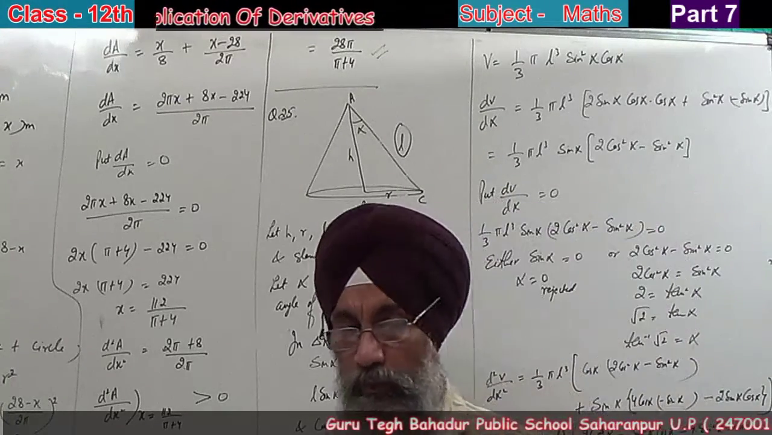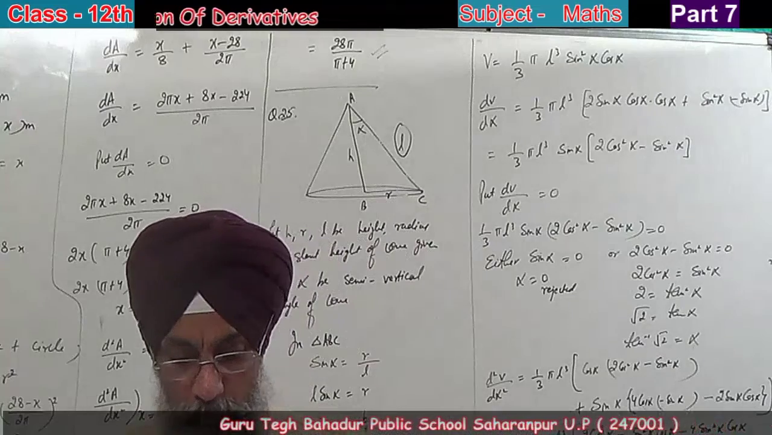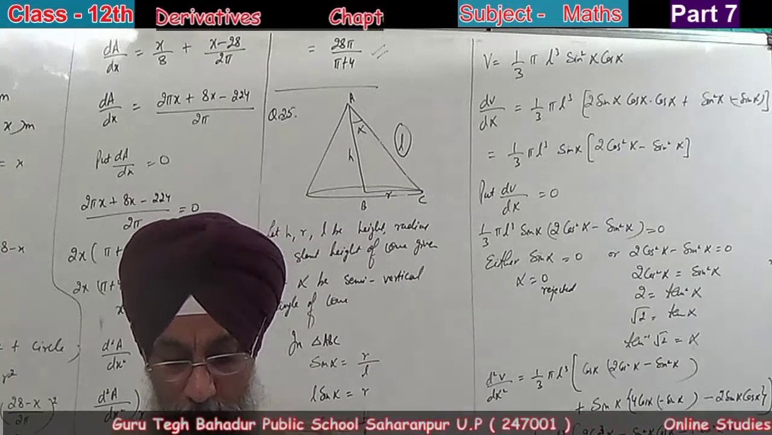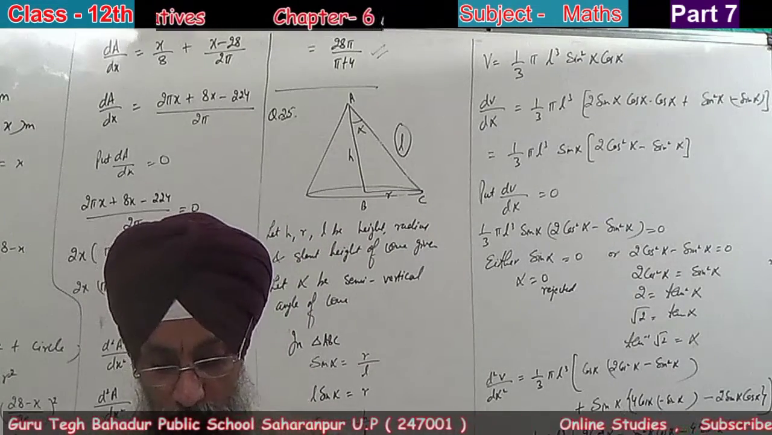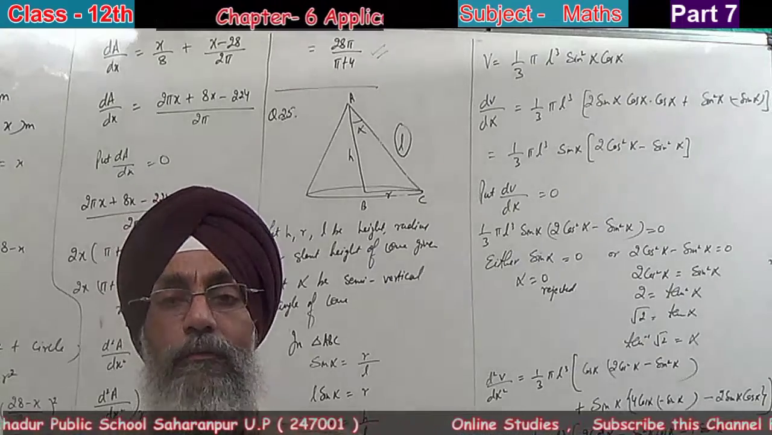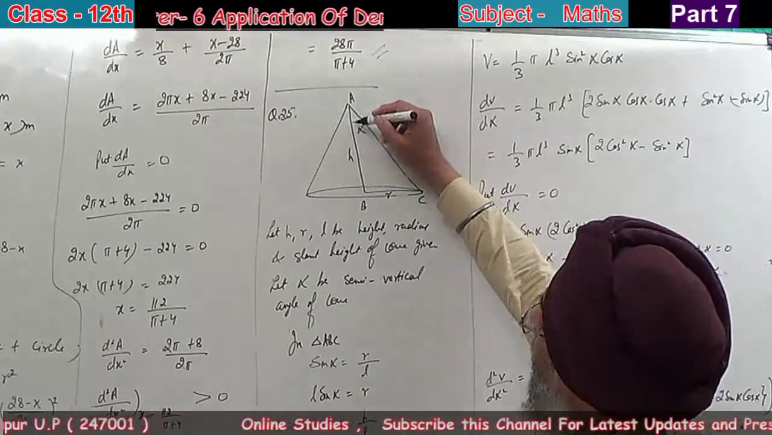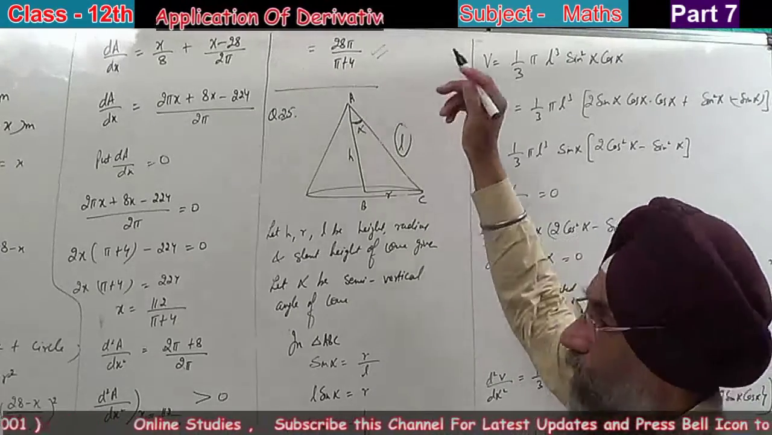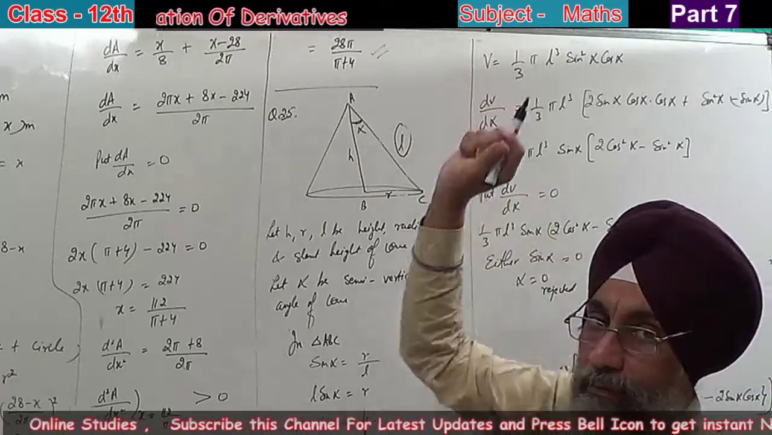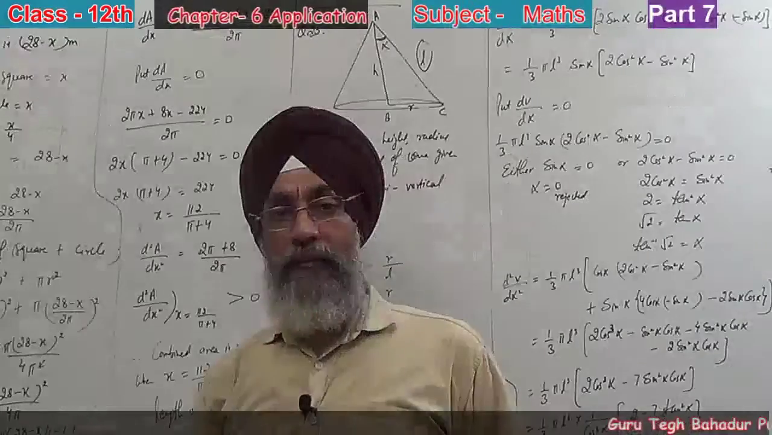Clear? Now see another question, question number 25. Show that the semi-vertical angle of the cone of maximum volume. If we draw a cone here, that's the semi-vertical angle. Half of the angle at the vertex is the semi-vertical angle. I have represented this angle by alpha.